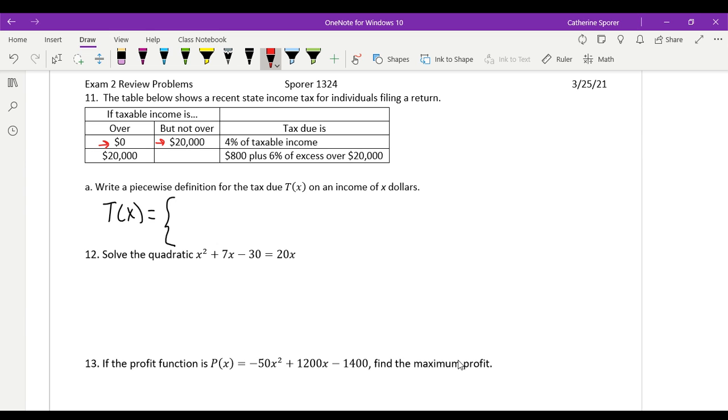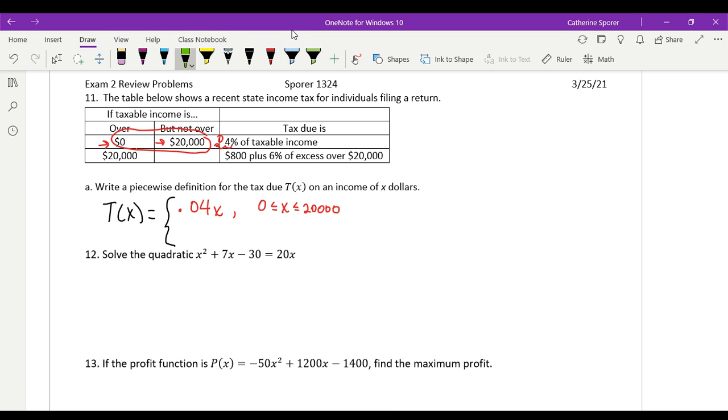For those incomes, it's 4% of the taxable income. So 4% as a decimal, move the decimal over twice, it's 0.04. So we're just going to take the taxable income X and multiply by 0.04. So that's the first part of this piecewise function, 0.04 multiplied by the income X. And that's for incomes that are between 0 and 20,000. So that's the condition we write for X: 0 less than or equal to X less than or equal to 20,000. Because that's the tax function for incomes between those amounts.